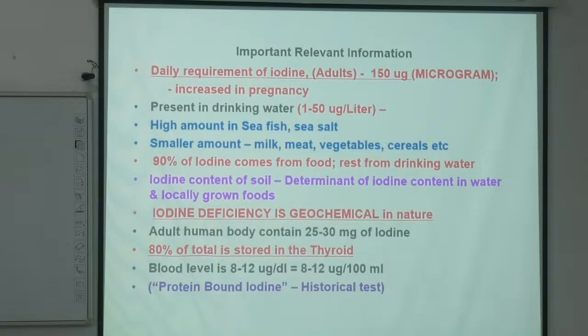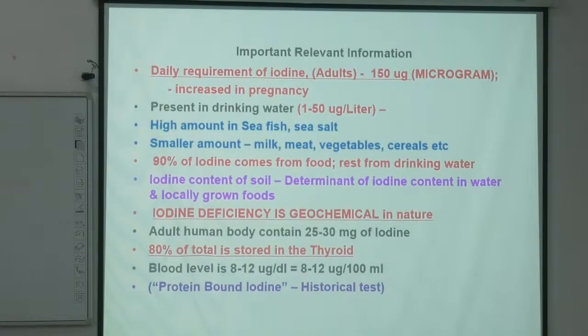And throughout the world, iodine is a scarce element, and that's why nature has evolved mechanisms to preserve iodine as much as it can and use it economically. So iodine content of the soil is the major determinant of iodine content of the water and locally grown foods, and accordingly the availability of iodine within our body. So iodine deficiency is basically geochemical in nature.